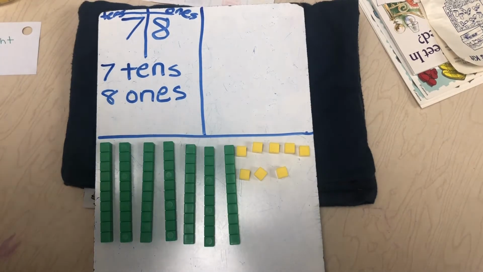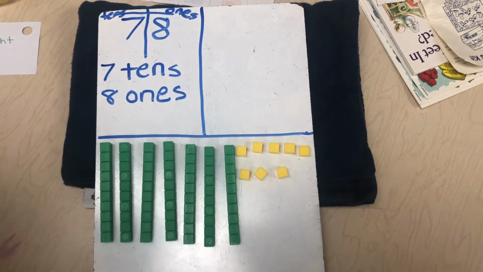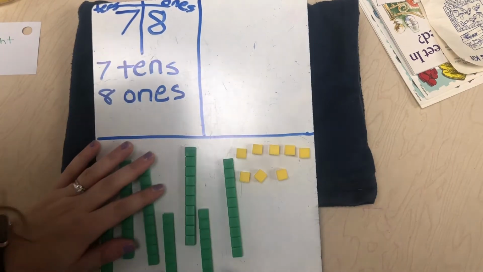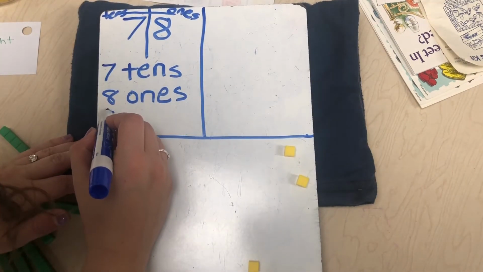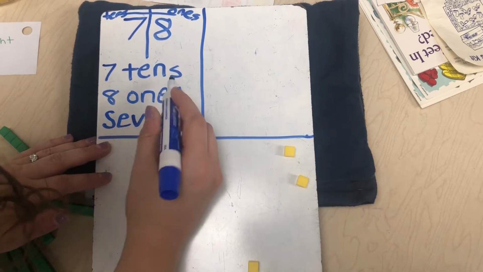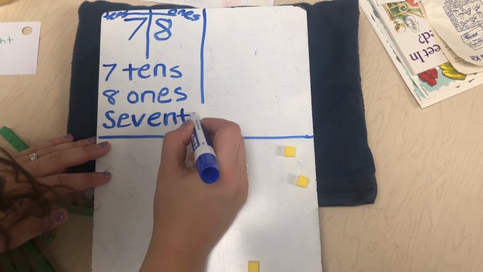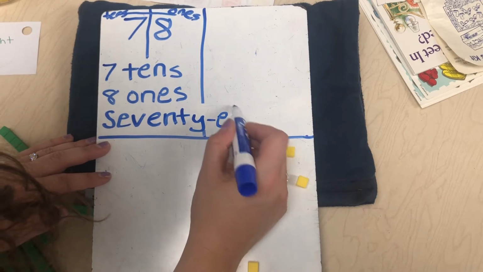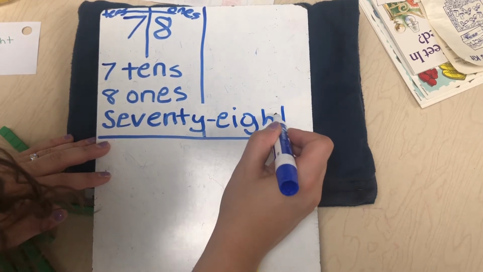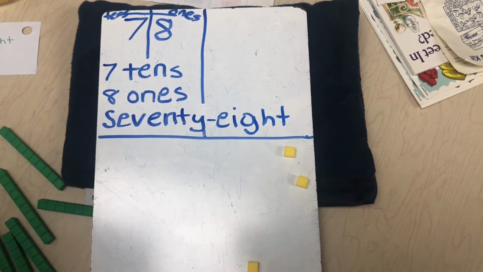Okay, after you finish writing your place value, so that's 7 tens and 8 ones, you are going to spell out the number 78. So that's going to start with an S. Since I'm writing with a marker, I'm writing a little bit bigger so you guys can see it. So that does take up a little bit more room, but try to encourage your child to fit it inside the box. I'm going to give you some time to write that.